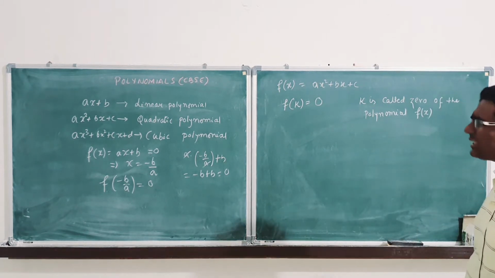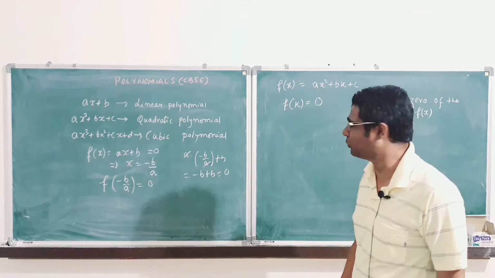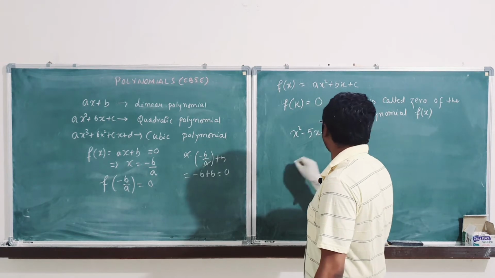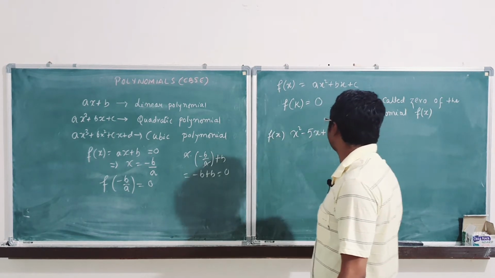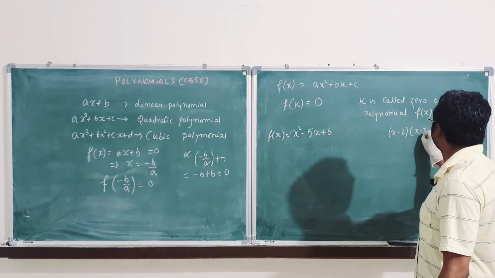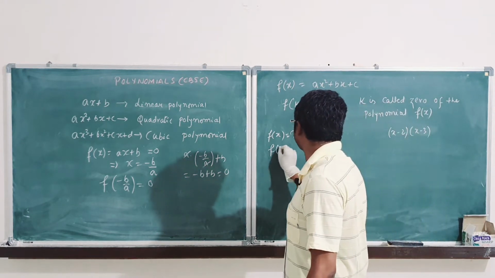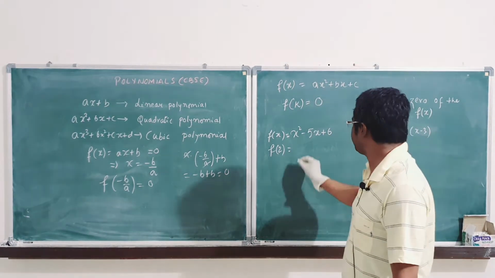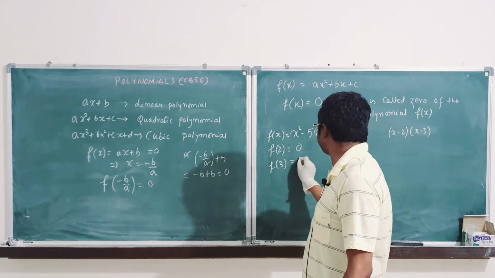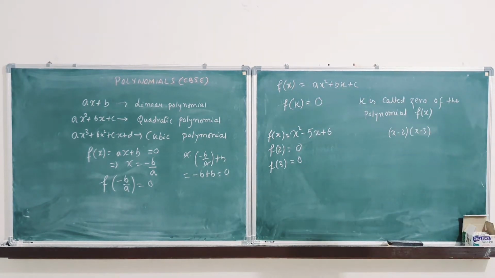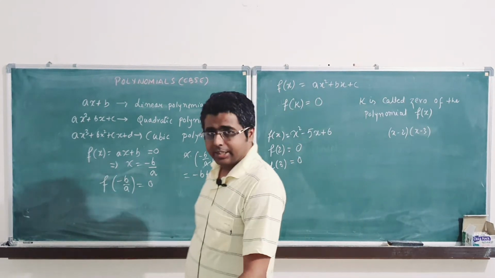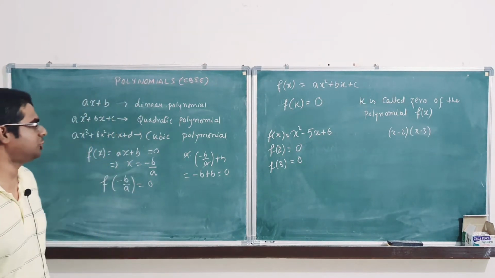Clear? So basically what is it? Nothing but roots, because I will just show you one example. Let's take x square minus 5x plus 6 as f(x). This we know very well. If we factorize it, we will get x minus 2 times x minus 3. So if you put f(2), then it is 0, and if you put f(3), then also it is 0. Both of the cases they are 0. Clear, guys? Any problems in this? In both the cases it should be 0, right?